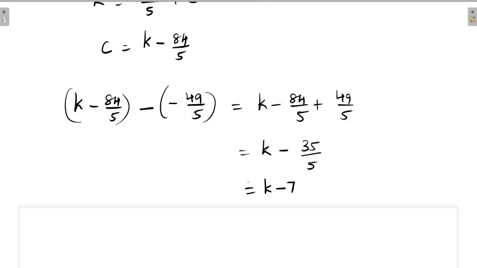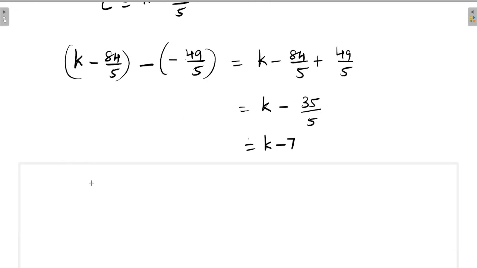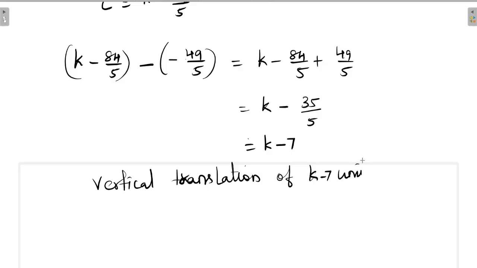Here the x coordinates of (4, k) and (4, 7) are equal, and only the y coordinates differ. The x coordinates are equal, so this graph is translated along the y axis. So it is a vertical translation of k − 7 units.